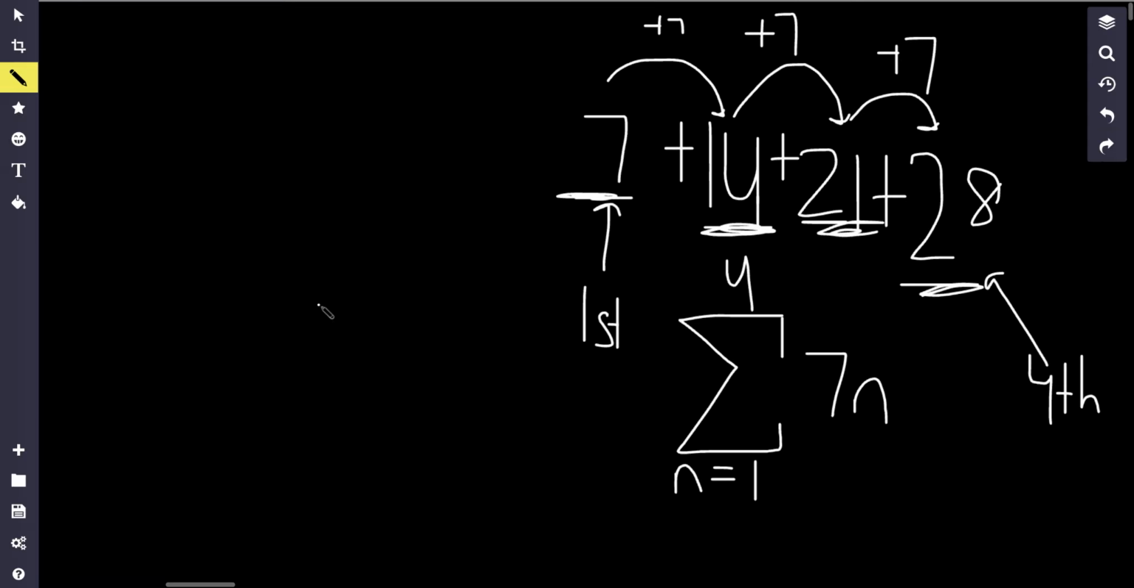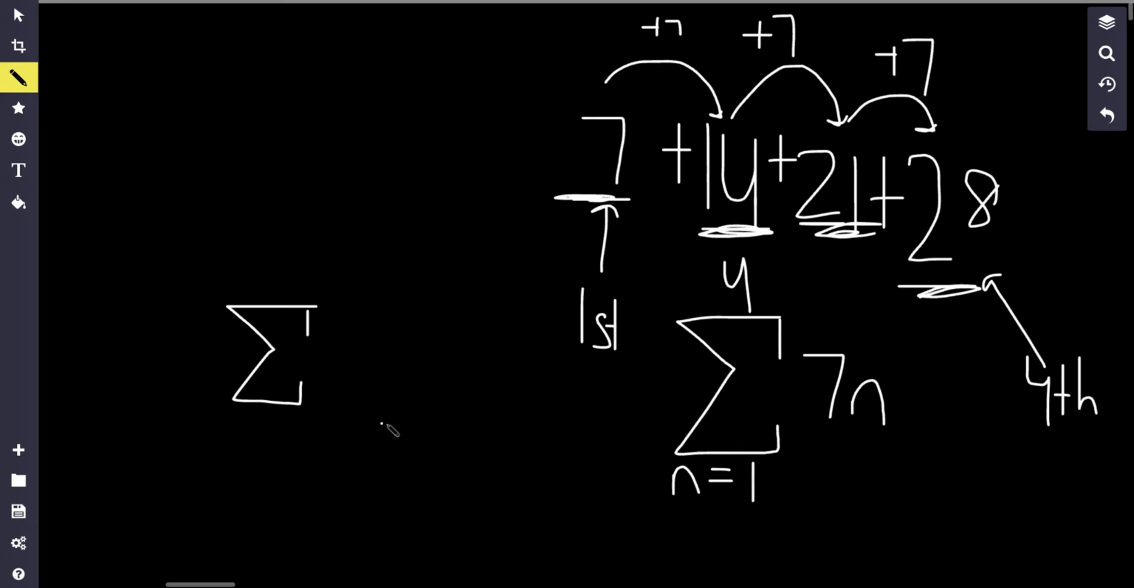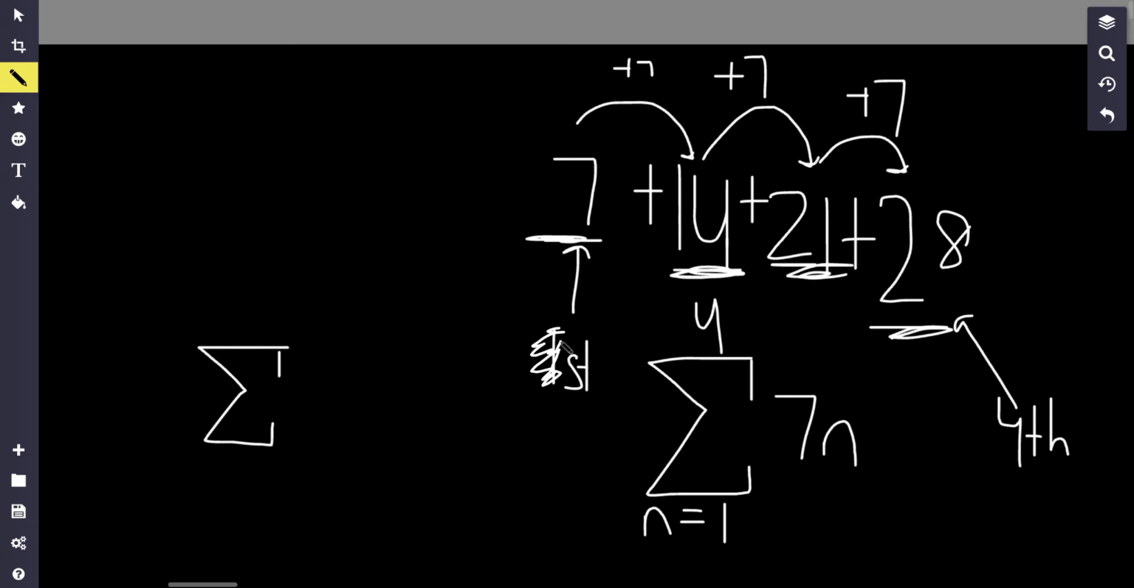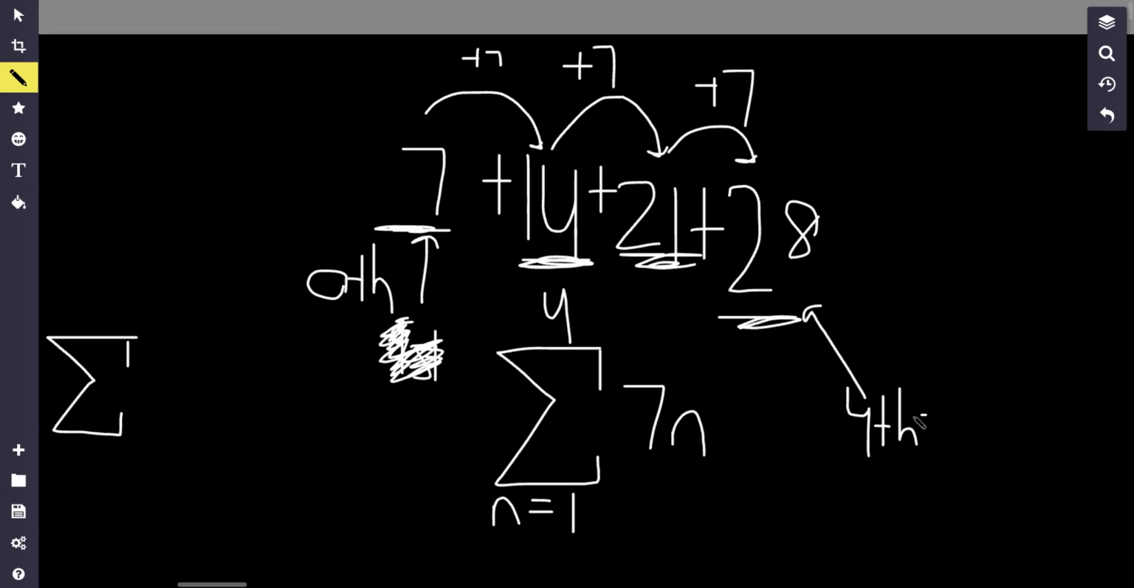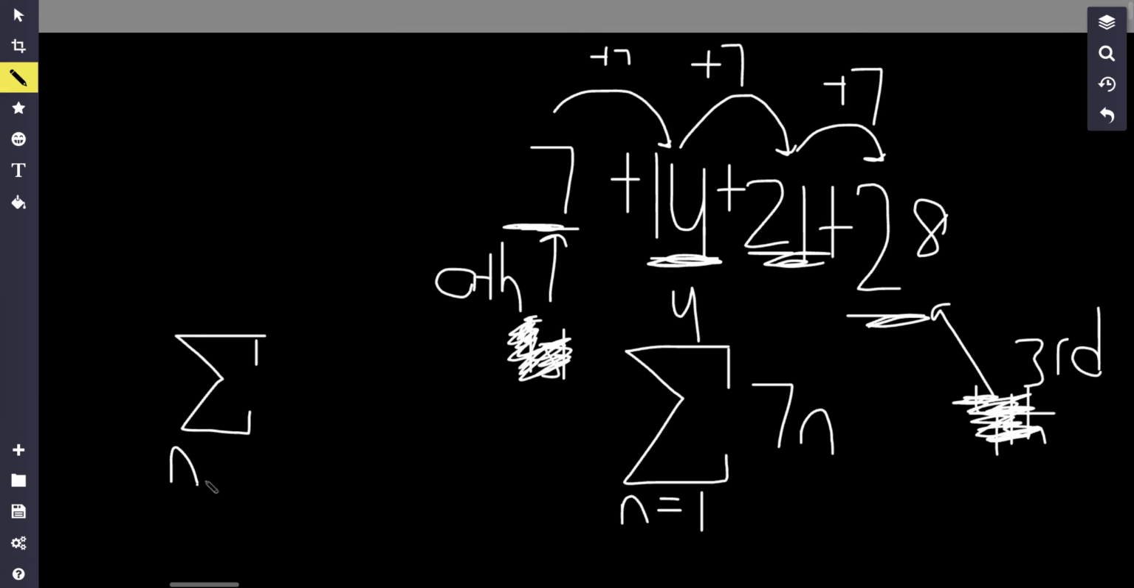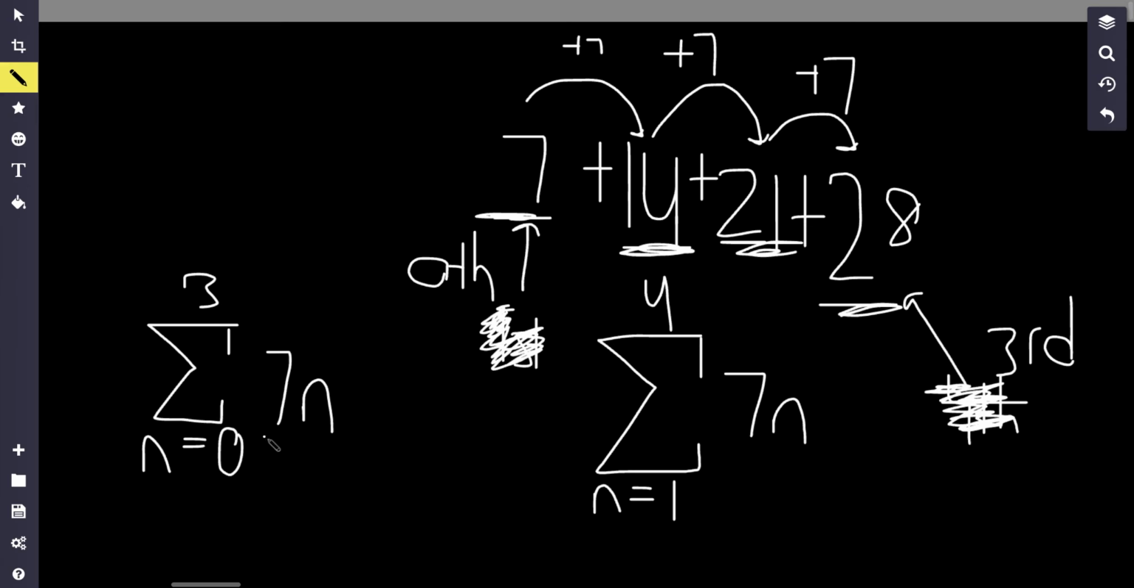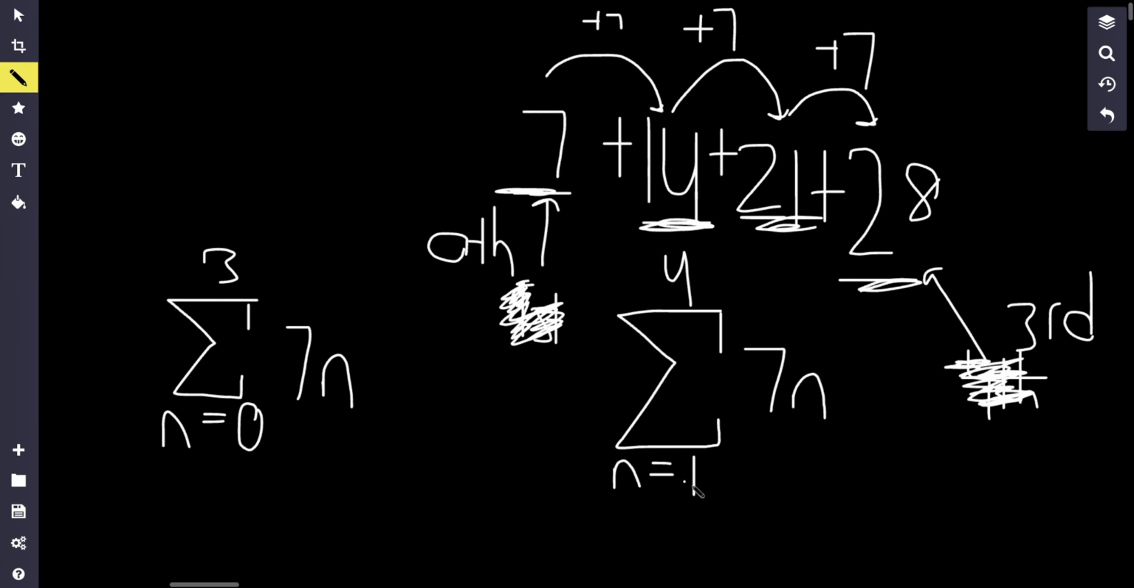Another way you can do this, imagine if the first term, instead of the first term, this term right over here is the 0th term. And instead of this 28 as the 4th term, imagine if this is the 3rd term. So you're going to have 0, 1, 2, 3. So this is going to be the 3rd term. So we're starting from n is equal to 0 to 3. And once again, we're going to have this 7n. Notice how our bounds change, but we still keep the 7n because we're still going by multiples of 7.